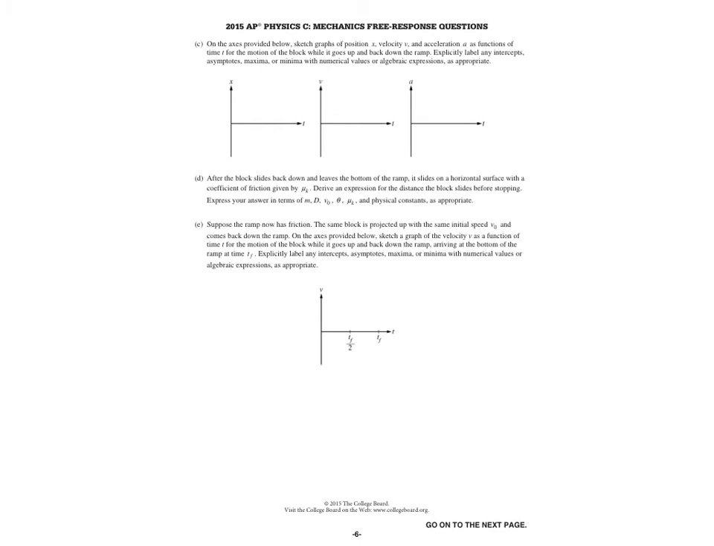For part C, we're going to derive an expression and sketch the graphs of x, v, and a as functions of time. The acceleration should just be constant because it's just going to have the force of gravity acting on it the whole time. The velocity should start off negative and go to positive as it goes back down the ramp. And then finally, the position is going to start off positive and stay positive the whole time.